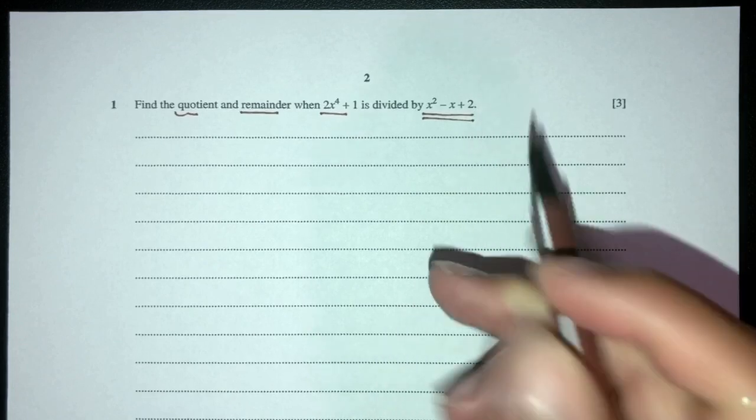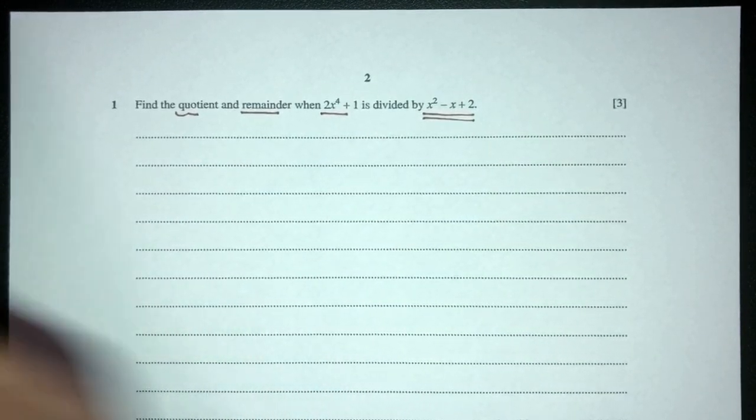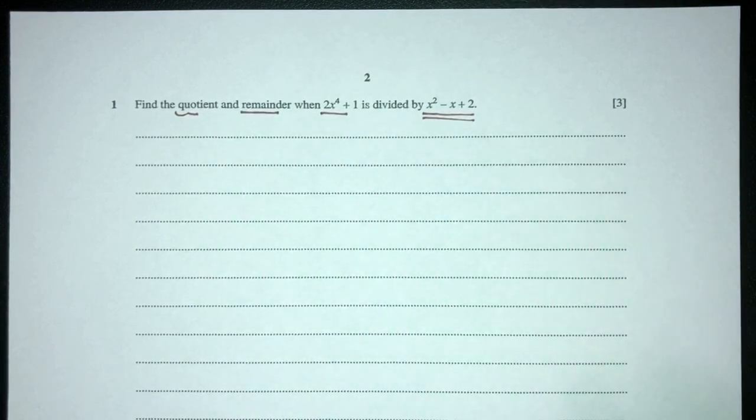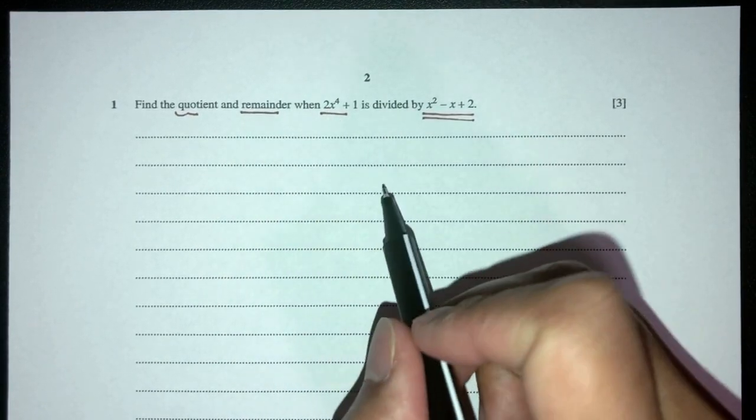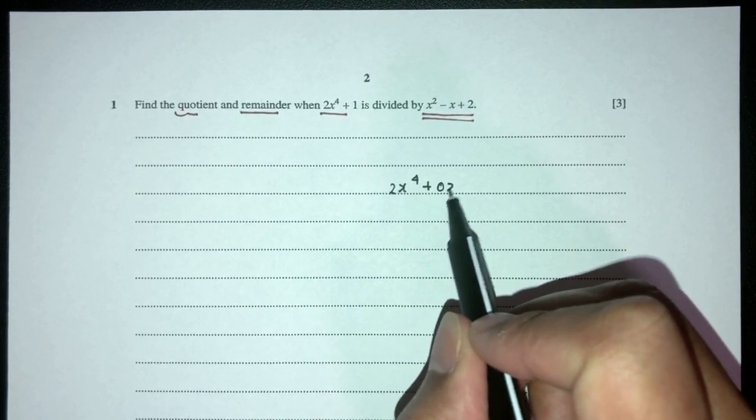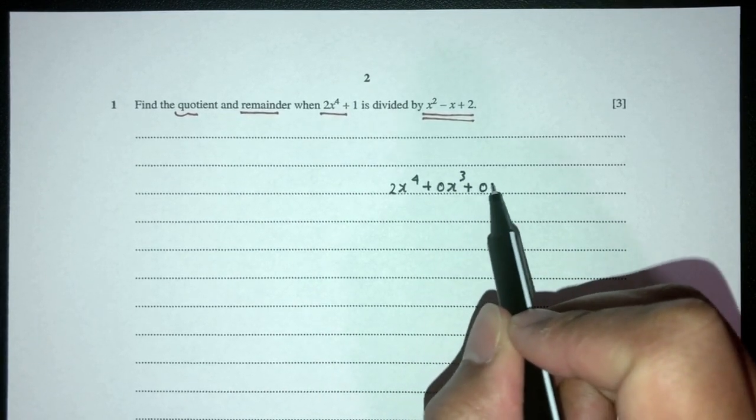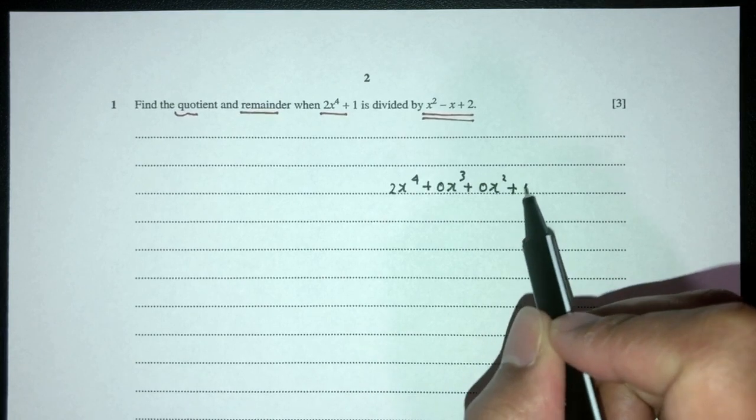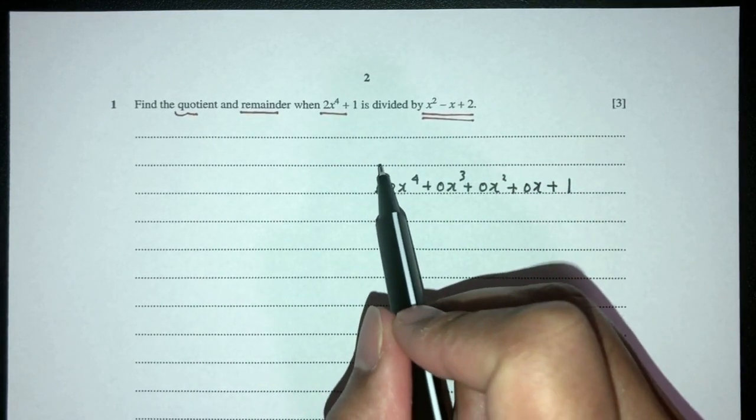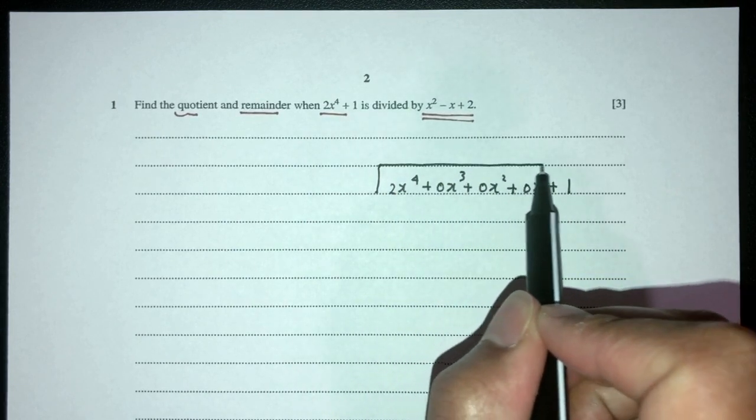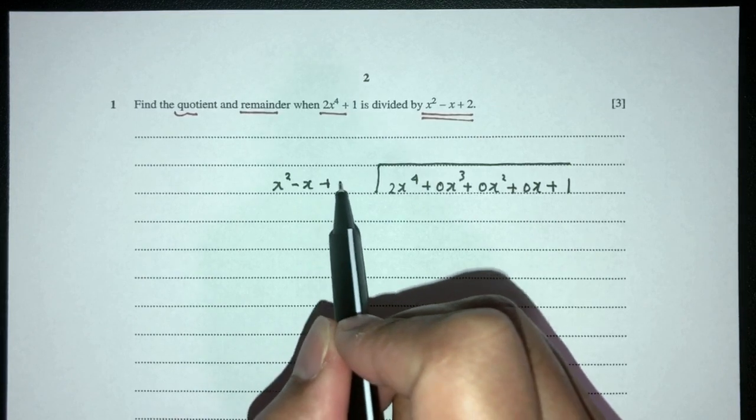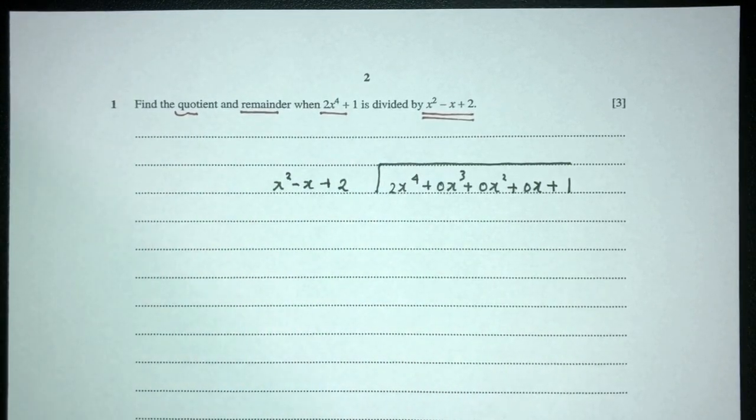Now, the first thing we need to do is to rewrite this dividend over here, because we do understand there's a few terms missing. So let's write this properly. This whole thing will become 2x power 4 plus 0x power 3 plus 0x power 2 plus 0x plus 1. Now divide, obviously, long division by this over here, plus 2.